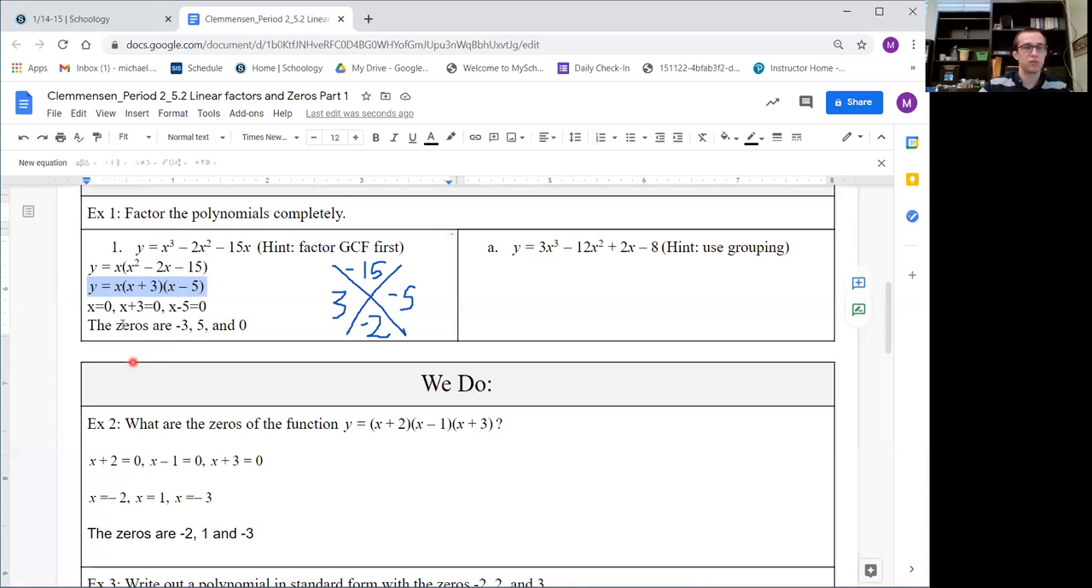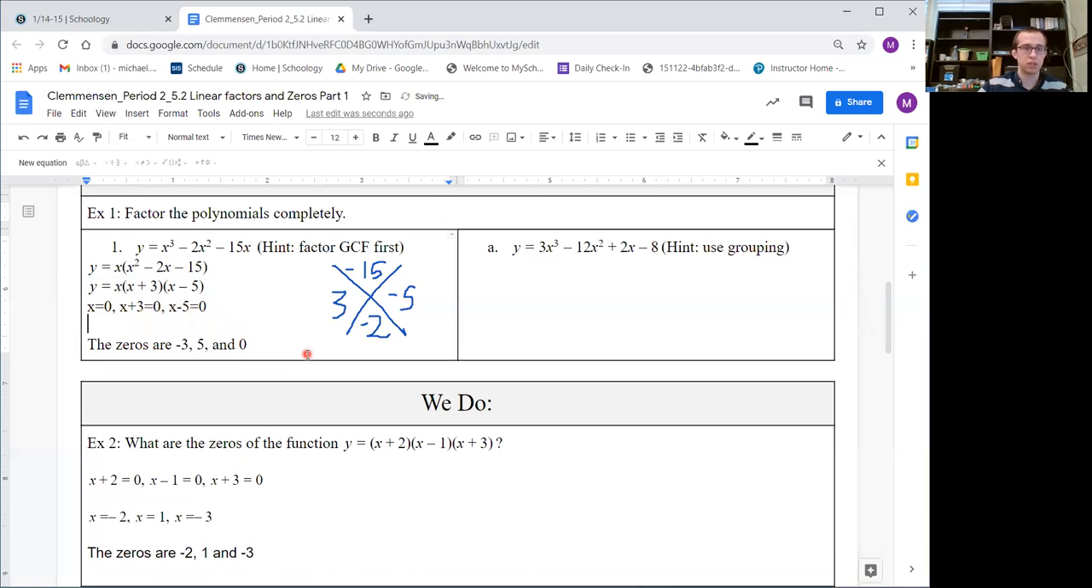Then I asked you even further to find the zeros. The zeros are the numbers that I can plug in that'll make it so that it's a 0 inside here, or inside here, or inside here. So what I can do is set each parenthesis equal to 0. So I might set my x equal to 0, x plus 3 equal to 0, x minus 5 equals 0. And if I solve these equations, x equals 0 is already done. If I move the 3 over, I get x equals -3. And then the last one, I get x equals 5.